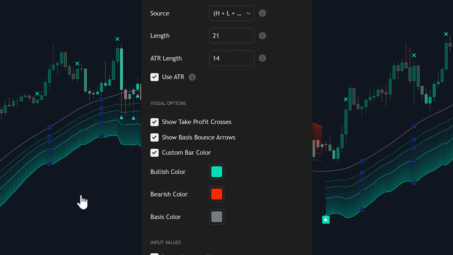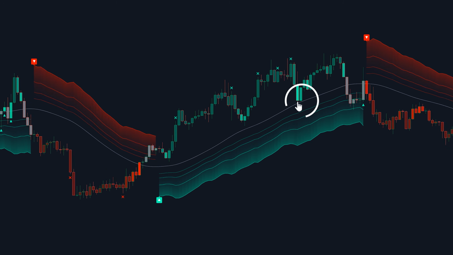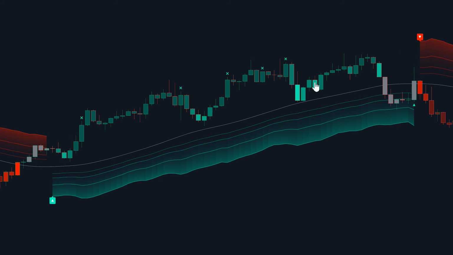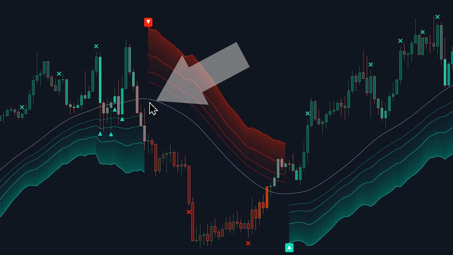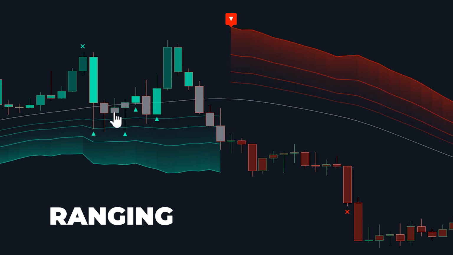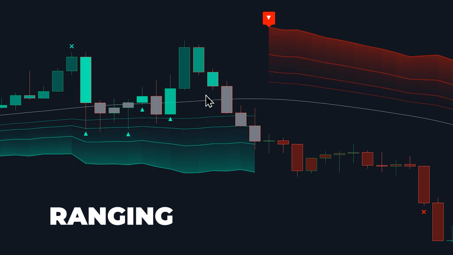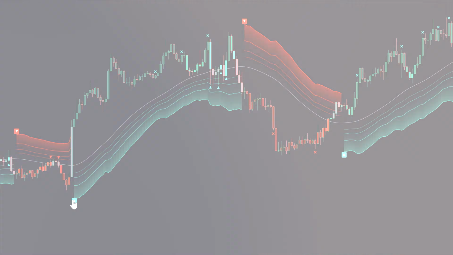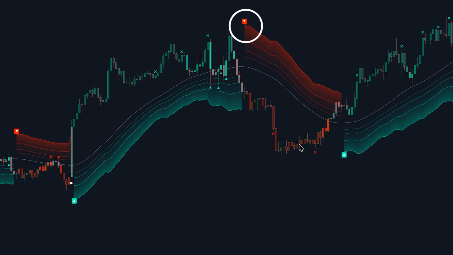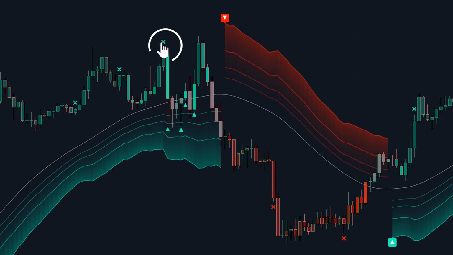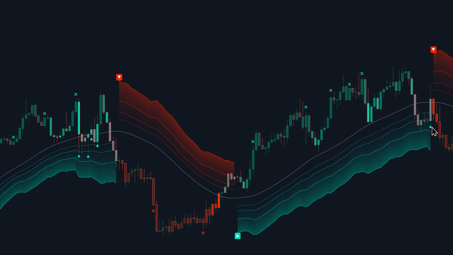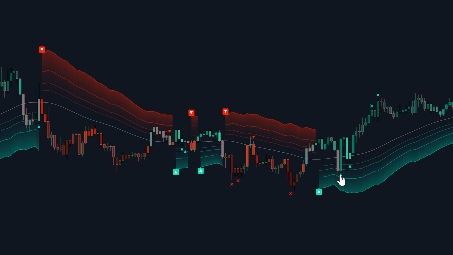The bar coloring is more than just pretty. Bars closer to the basis appear brighter, and they gradually darken as price stretches away, while gray bars show up in ranging, indecisive conditions so you don't mistake chop for a trend. On top of that, signals are plotted for trend shifts, so you'll see a long or short marker when the backdrop flips, and if price tags an outer band and starts to fade, a take-profit cross can print to hint at exits or even contrarian scouts. You'll also notice bounce or rejection markers when price taps a Fibonacci level and springs off it. Those are your better price continuation entries in healthy trends.